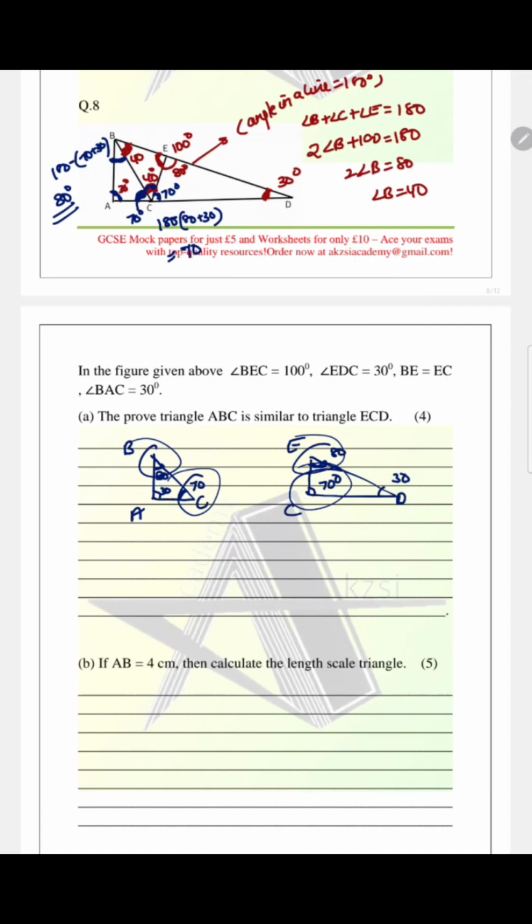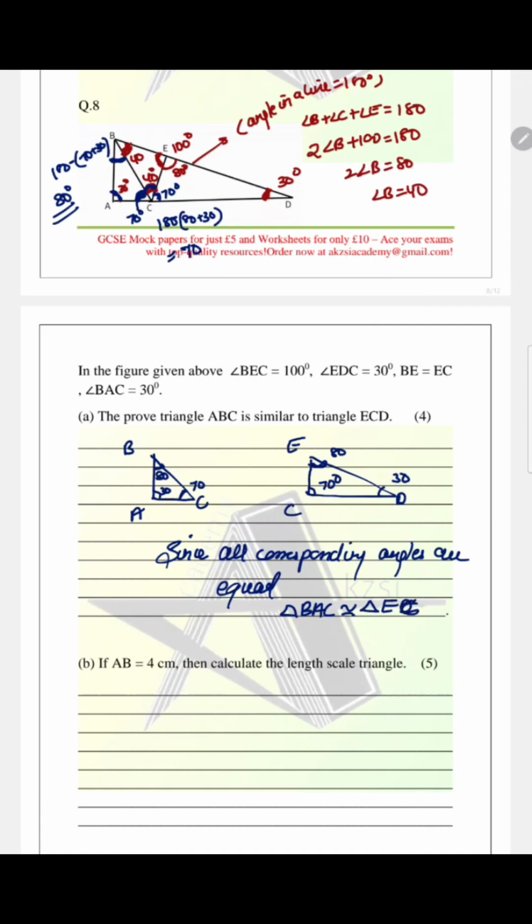That means, hence, since all the corresponding angles are equal, we can say these two are similar. So since all corresponding angles are equal, triangle BAC is similar to triangle ECD. Moving on to the next one.